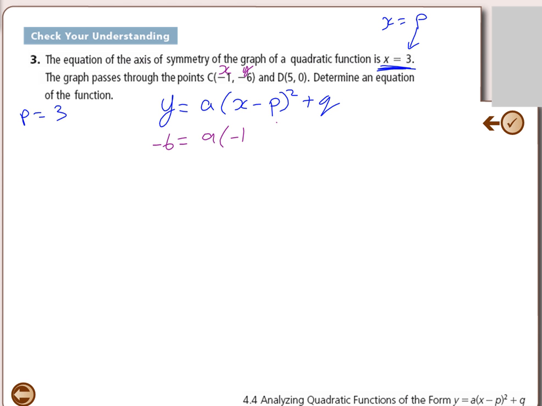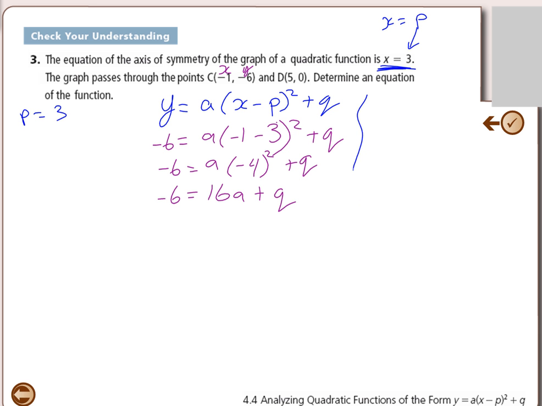I know that the P is 3 squared plus Q. So I've got negative 6 equals A bracket negative 4 squared plus Q, or negative 6 equals 16A plus Q. I've got two variables, A and Q. Can't do anything more with that right now. Let's go into the second point. Let's do x comma y as well with it.